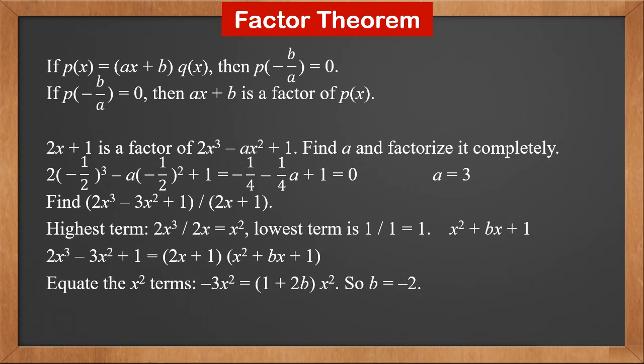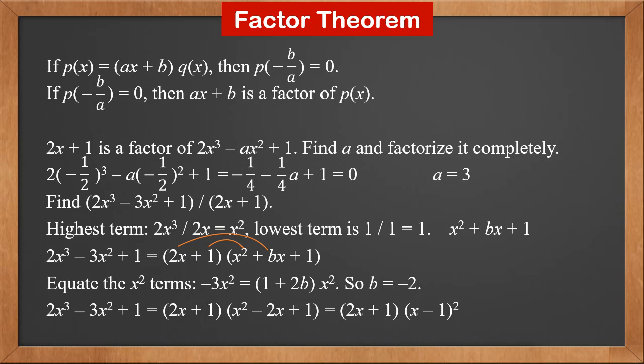Now let's equate the x squared terms. There are two products that will result in x squared. One is 2x times bx. The other is 1 times x squared. So it is (1 plus 2b) x squared. It is equal to minus 3x squared. So b is minus 2. Therefore, 2x cubed minus 3x squared plus 1 is (2x plus 1) times (x squared minus 2x plus 1), which is (2x plus 1) times (x minus 1) squared.